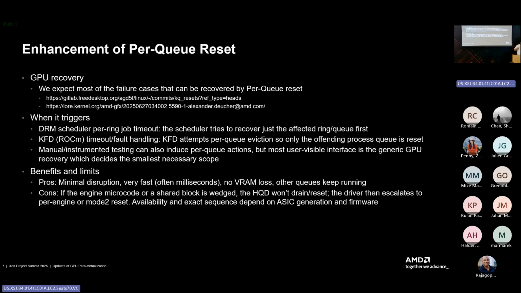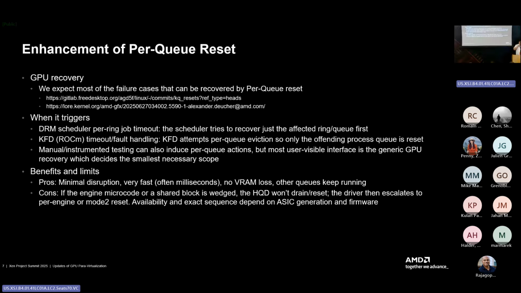Firstly, if it is in the ROCm stack, the KFD will try to do the per-process eviction, and only the offending process of the queue is reset. That means only the guilty queue with the issue will be reset. Traditionally, the reset only focuses on the current queue. It won't impact other queues in the generic GPU. So it is the smallest scope we can kill. We only need to kill that.